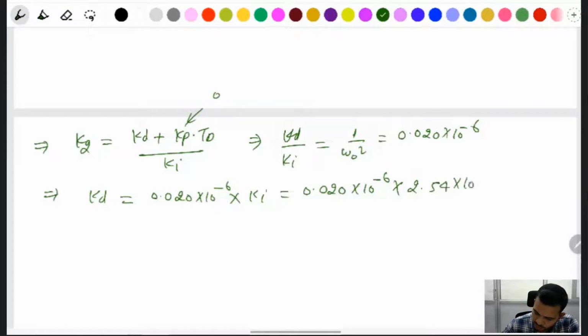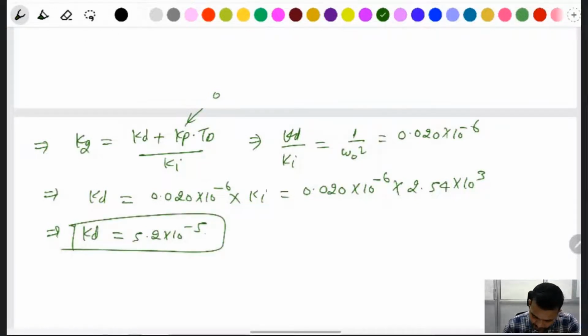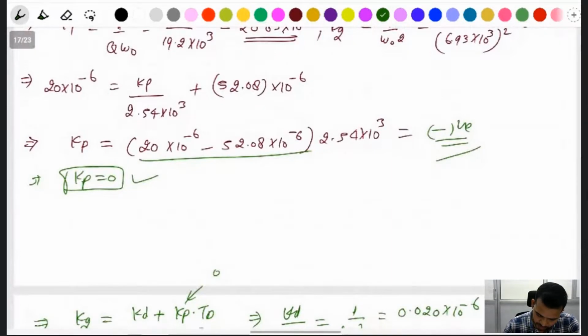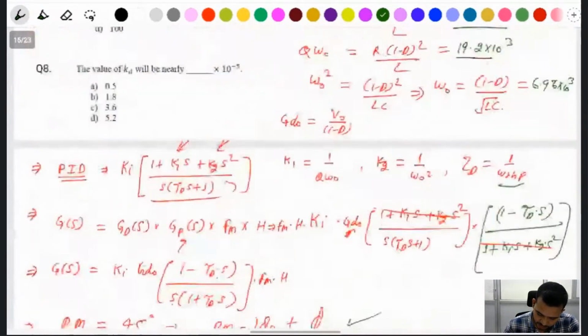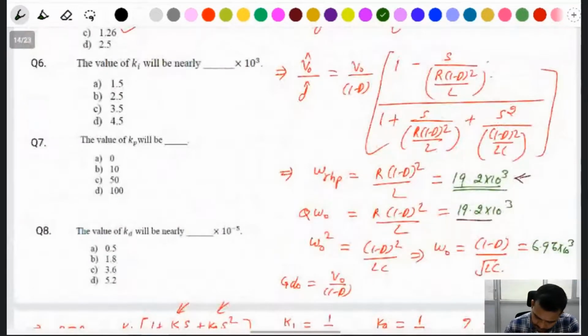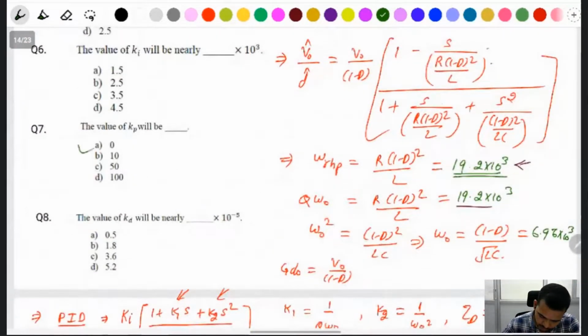Ki is given, 2.54 into 10 to the power 3. So the Kd value is 5.2 into 10 to the power minus 5. Kd's value is 5.2 into 10 to the power minus 5. Kp is 0. Ki is 2.54 into 10 to the power minus 3.